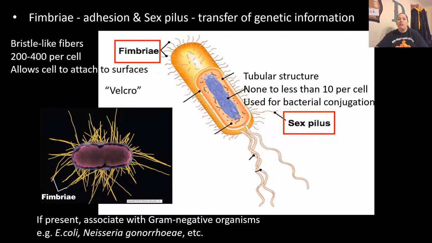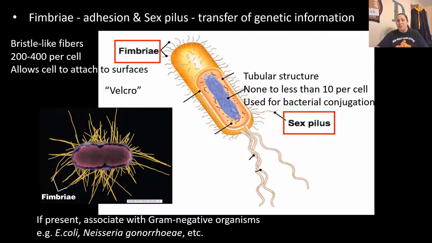Now, fimbriae, guys, are going to be bristle-like fibers that extend out from the cell. A cell may have 200 to 400 of these, and it allows them to attach to surfaces. Now, when we look at this, it acts kind of like a Velcro in that sense, so it allows it to attach.